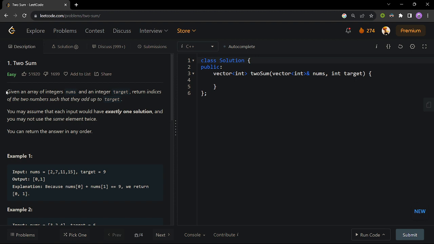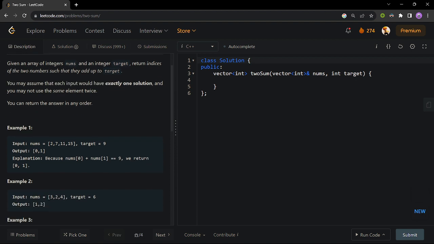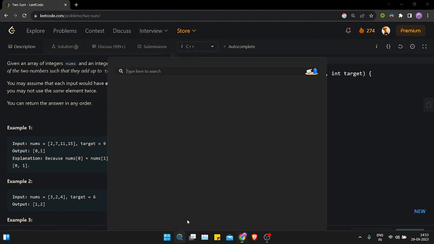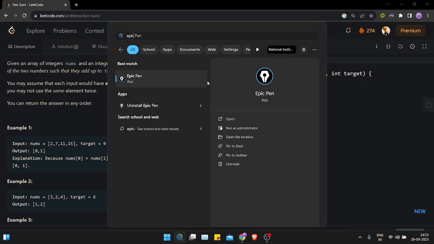The question is: given an array of integers nums and an integer target, return indices of the two numbers such that they add up to the target. You may assume that each input would have exactly one solution, and you may not use the same element twice. You can return the answer in any order. So let me explain the sample test case.